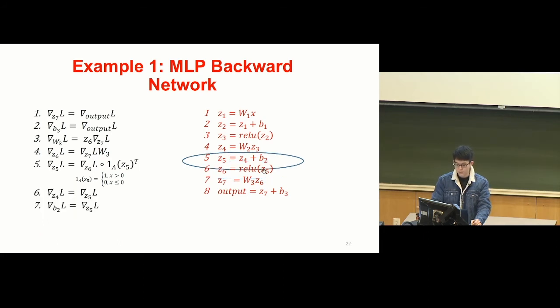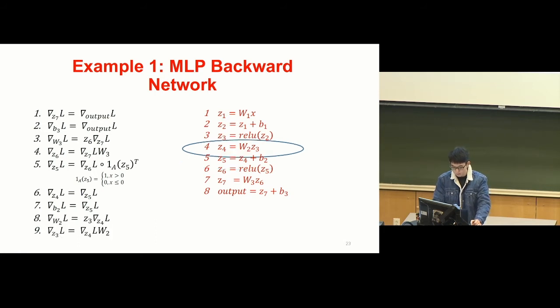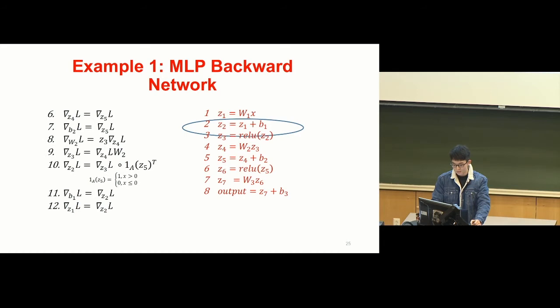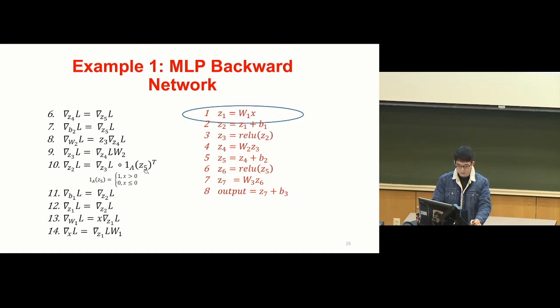And the next step is another addition operation. And then is the multiplication operation. And then is another ReLU function. And then is an addition operation. And finally, the partial derivative of L to x is what we actually need to output.